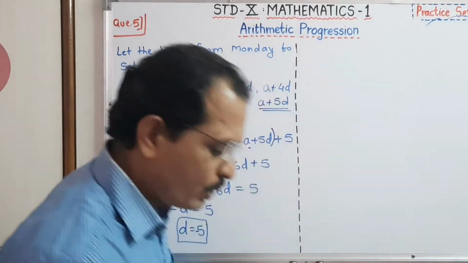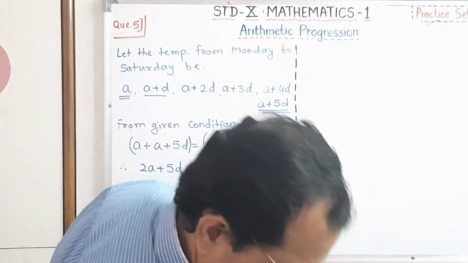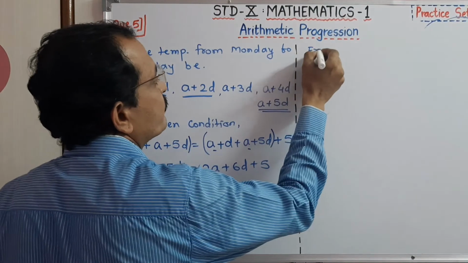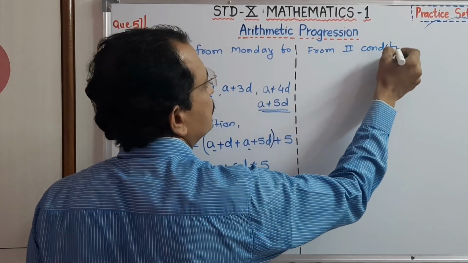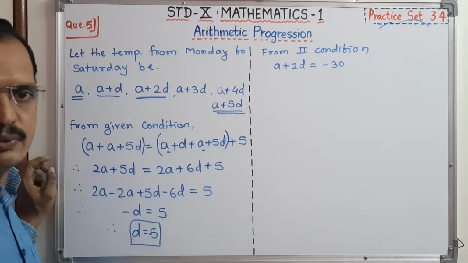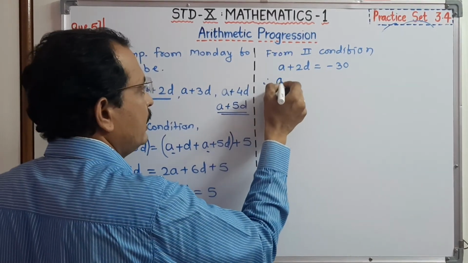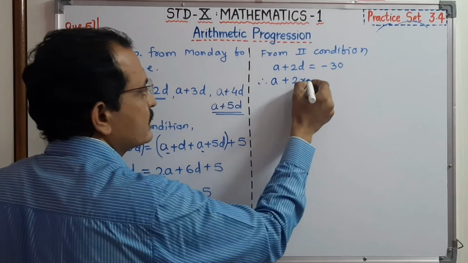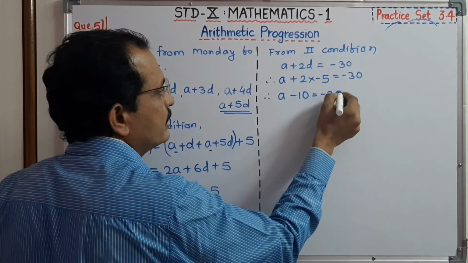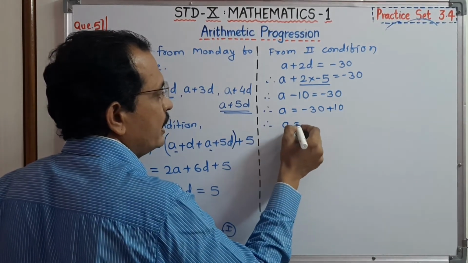Now see the next. What do we have to find out? See, the temperature of Wednesday was minus 30 degrees Celsius: Monday, Tuesday and this Wednesday. From the second condition, temperature of Wednesday, that means A plus 2D is equal to minus 30. It is given. Now we substitute this value. Here we write A plus 2 into D, D is equal to minus 5, is equal to minus 30. Therefore A minus 10 is equal to minus 30, isn't it? Now A is equal to minus 30 plus 10. Therefore we got here A is equal to minus 20.